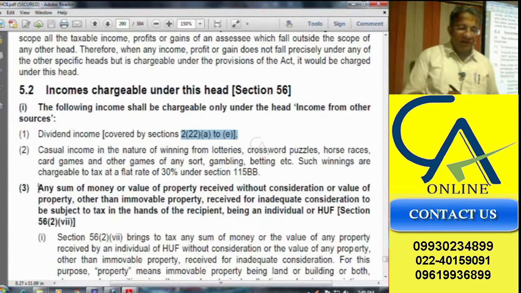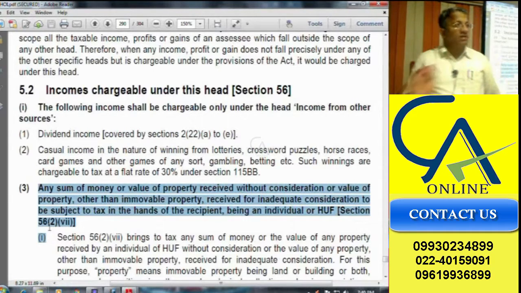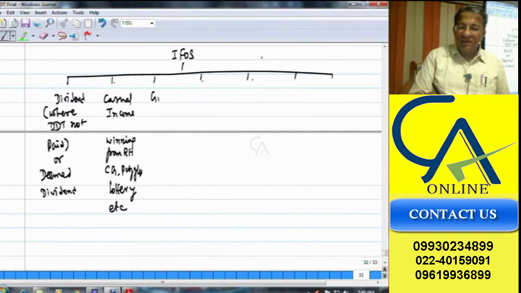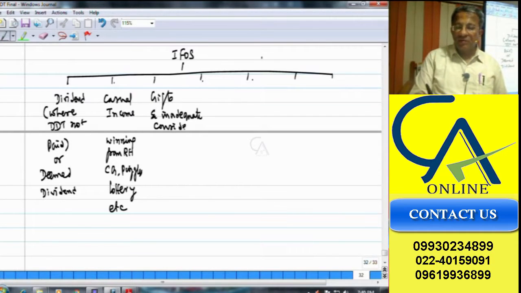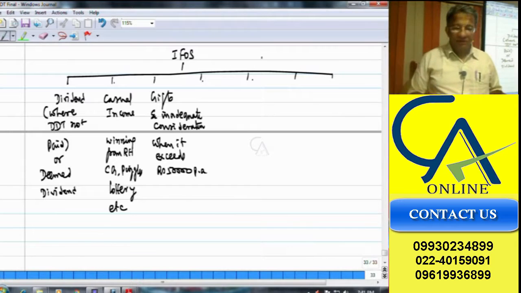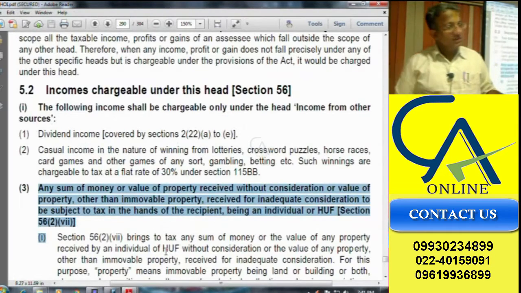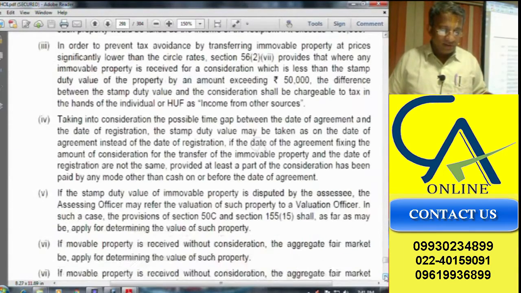So this third portion is a very important portion. The entire focus is lying only in the third bunch. What is that? Gifts and inadequate consideration, when it exceeds rupees 50,000 per annum. We will go into greater details there. The rest of the four are not applicable to all. Let's see. I just want to maintain that order. There is a reason why I just opened it up.